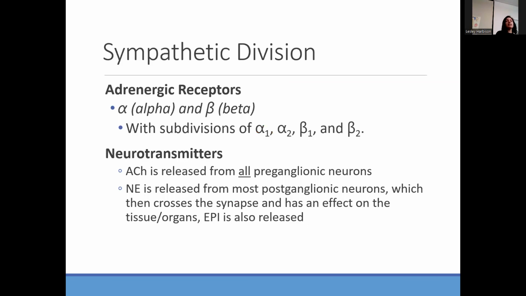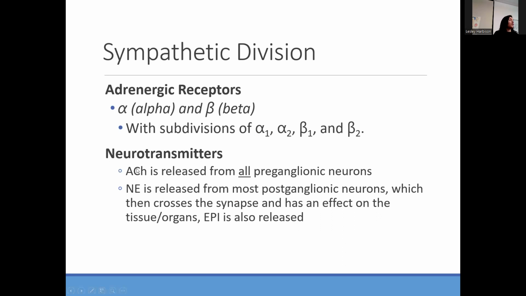Okay, sympathetic division. So adrenergic receptors, we have alpha and beta, and the subdivisions of the alpha and beta are alpha 1, alpha 2, beta 1, beta 2. There is a beta 3, but it has something to do with fat adipose tissues, and it just doesn't matter. But you might come across that and wonder why we don't learn about beta 3.